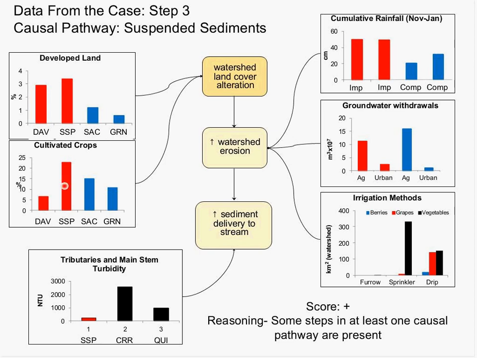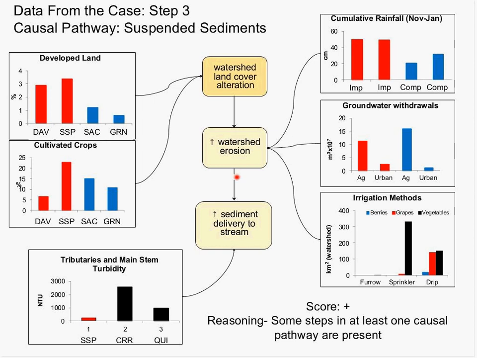We also had a tendency to have more cultivated crops. If land cover changes, we would expect there to be an increase in watershed erosion. So what data do I have available that would support this concept of increased watershed erosion? I have greater cumulative rainfall occurring in my impaired sites than in my comparator sites. I have somewhat more groundwater withdrawals. And a bunch of irrigation methods are being applied to those areas as well.